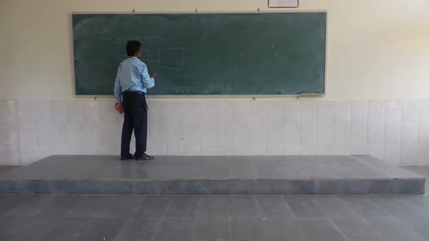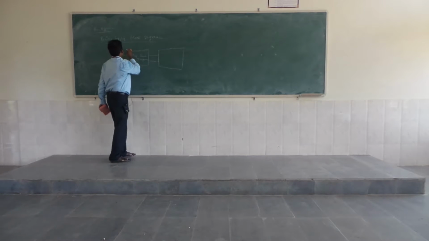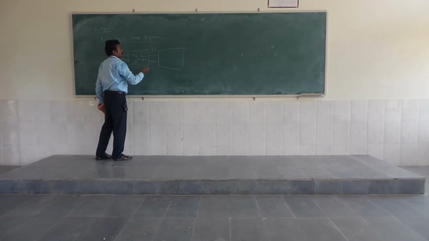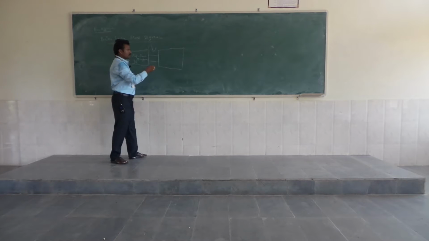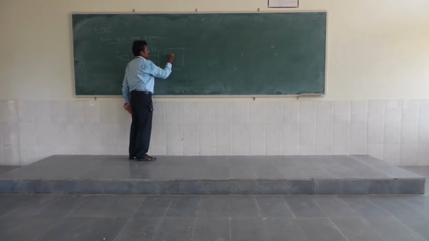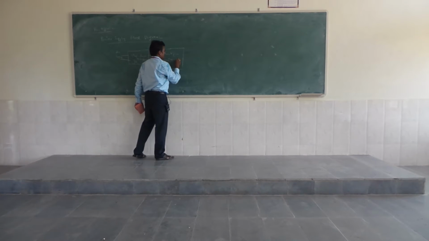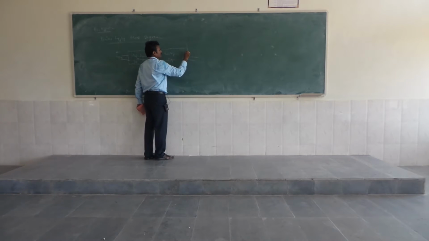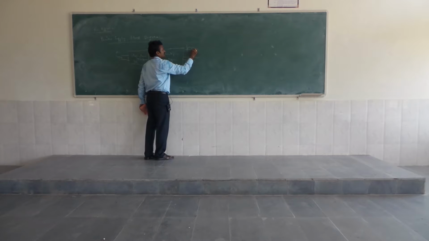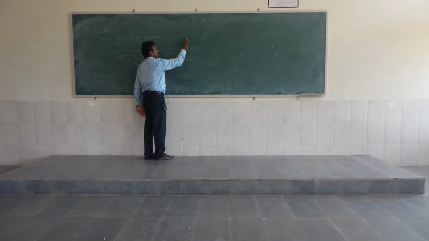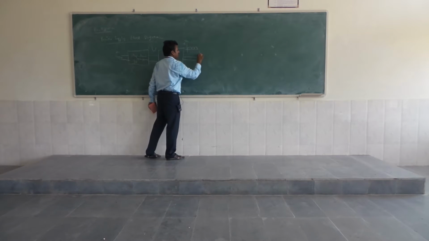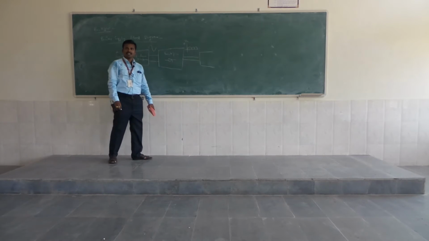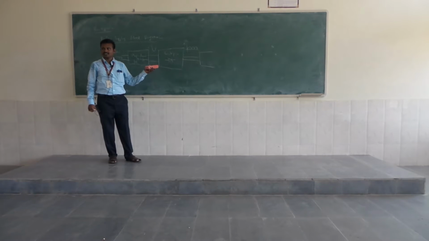Next, this is AC voltage, which is given to the rectifier. So the rectifier converts AC to pulsating DC. The main element used for rectification is the diode. We use a diode for rectification purpose.